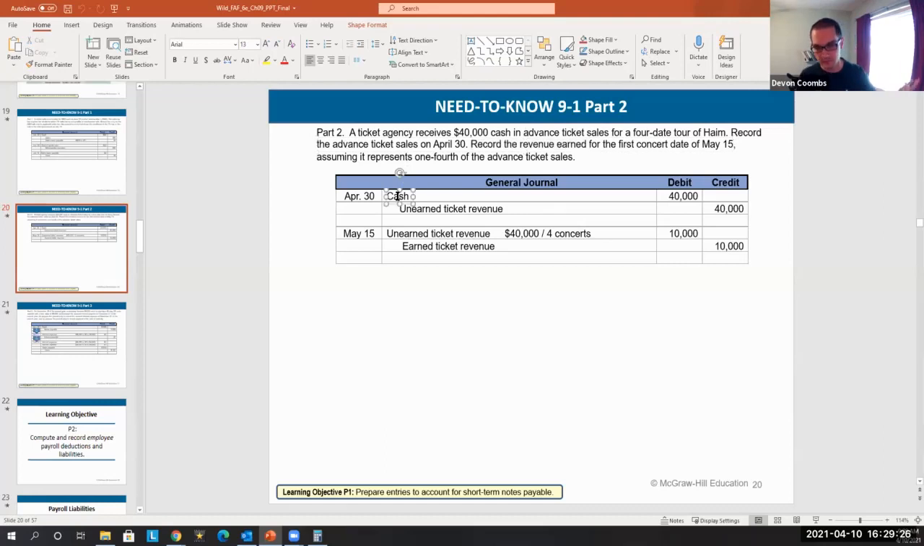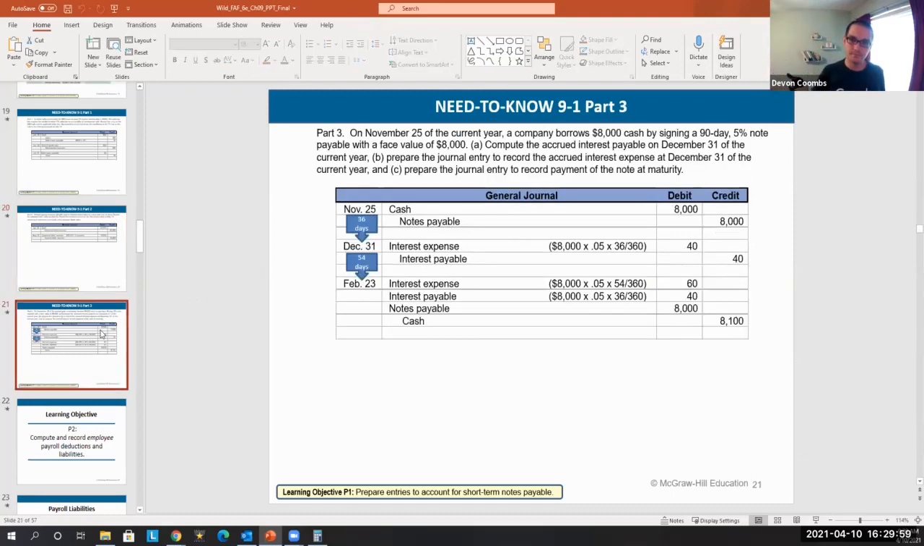So simple, we've done this before. We just debit cash, credit unearned revenue. We do that because of accrual-based accounting, right? We can't recognize the revenue yet because we haven't earned it. And then that's for the full $40,000. Cash is an asset, unearned ticket revenue is a liability. And then the unearned ticket revenue, we're prorating it by the number of concerts, which would be the $10,000 in reduction in liability. And then we'd recognize revenue of $10,000. And so that we debit that liability to reduce it and credit the revenue to increase it.